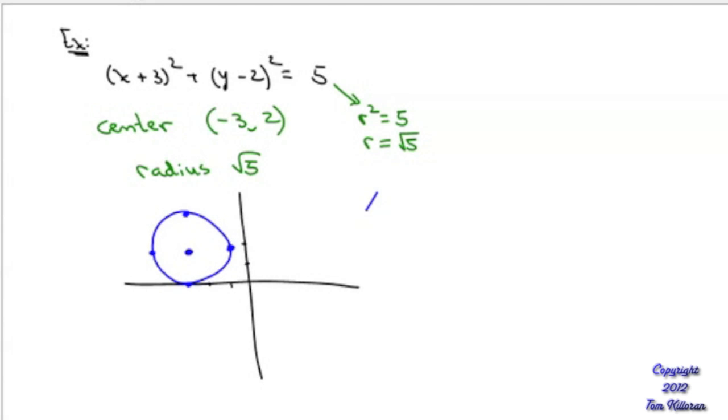What do most people draw? Diamonds. Those come from connecting the dots. But that's how you would draw a circle: you plot the center point and you just count up, left, right, down, whatever the radius is. That's what it means to be a circle.